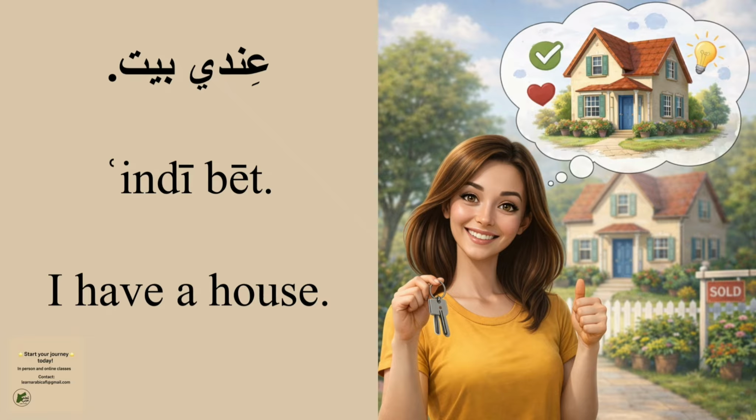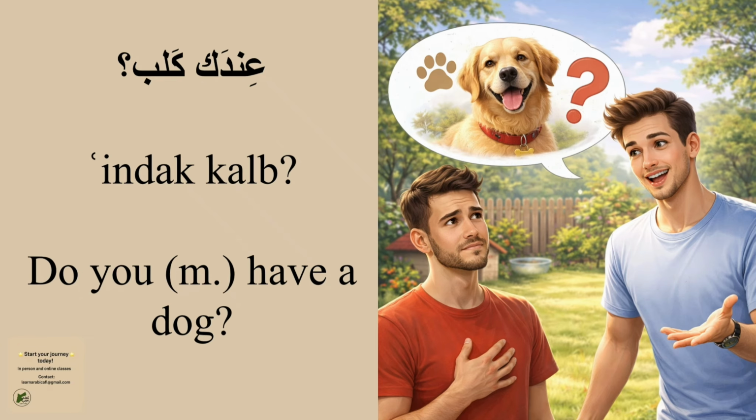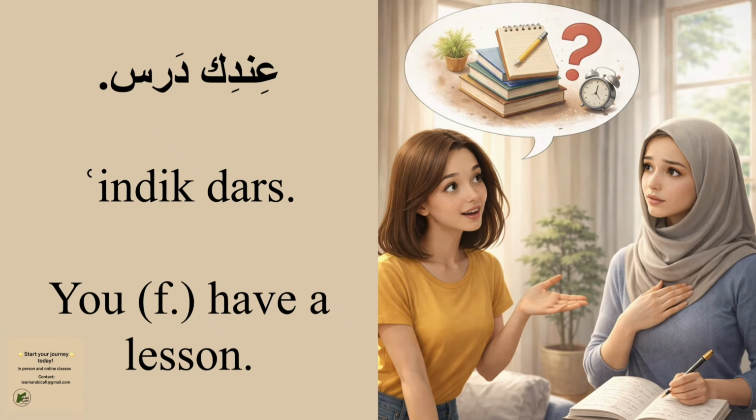I have a house. عندي بيت. Do you, masculine, have a dog? عندك كلب؟ You, feminine, have a lesson. عندك درس.